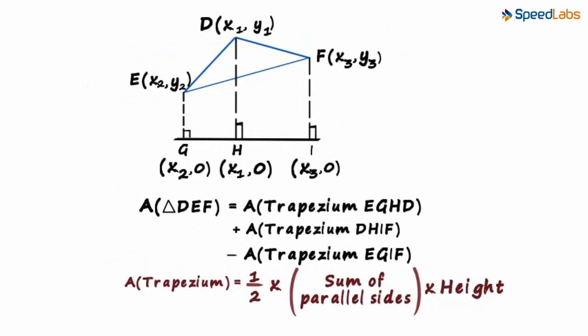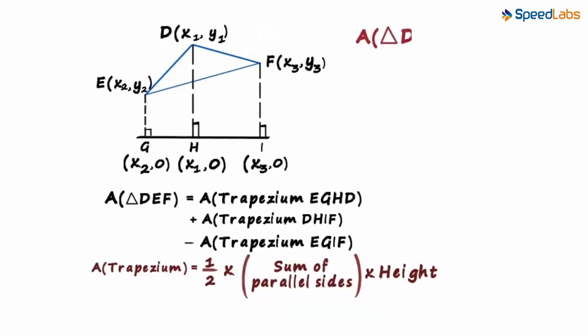If we look at line EG, we can say that its length is y2 minus 0, which is y2. Similarly, length of DH and FI will be y1 and y3 respectively. Segments GH, HI and GI lie on the x-axis. So length of segment GH will be x1 minus x2. Length of HI will be x3 minus x1. And length of GI will be x3 minus x2.